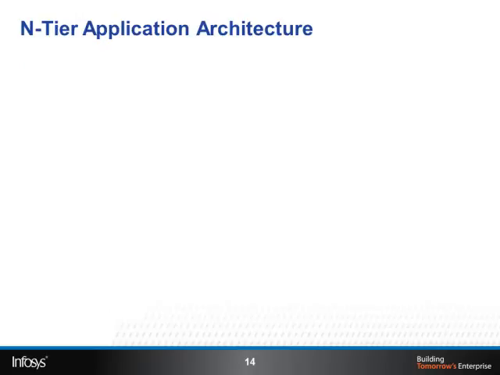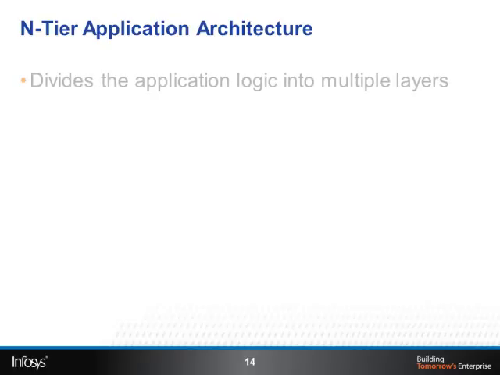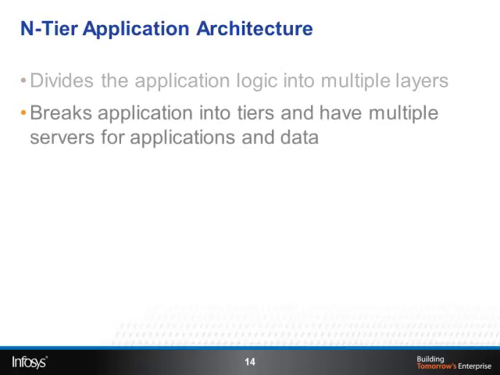Now let us discuss n-tier application architecture. N-tier application architecture divides the application into multiple layers. Each layer addresses some part of the business logic or data related aspect. It breaks the application into tiers and have multiple servers for applications and data. Each tier can be implemented independently and can interact with other layers.